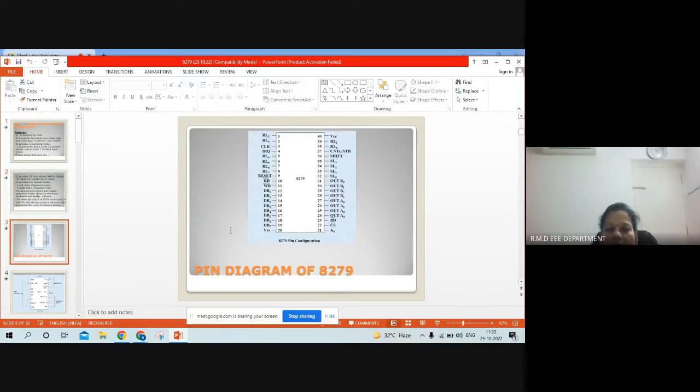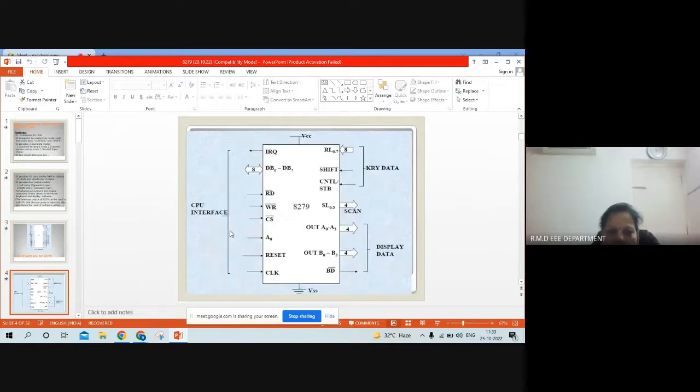Next, coming to the pin diagram of 8279, it is a 40-pin IC. The 40 pins can be segregated into four different sections: CPU interface section, display section, scan section, and keyboard section. For example, the pins related to the keyboard are RL0 to RL7, shift, control bar, and STP. These are the pins related to the keyboard section. And coming to the scan section, SL0 to SL3.